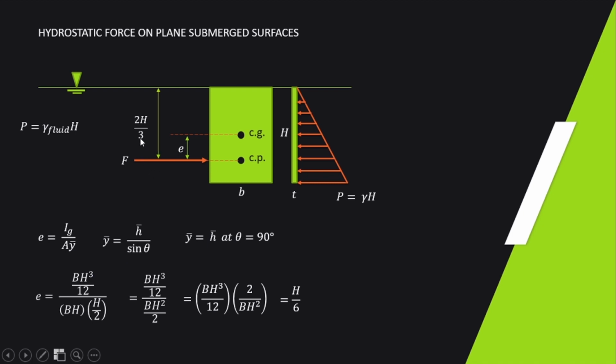Or pwede naman natin tingnan ulit ang pressure diagram natin kasi nga nakalocate ang F natin that is 2/3 of height from the water surface and ang location naman of center of gravity that is h halves din. So, ibig sabihin ang difference of this is ang value of E. Or 2h over 3 minus h half, dapat h over 6 din.